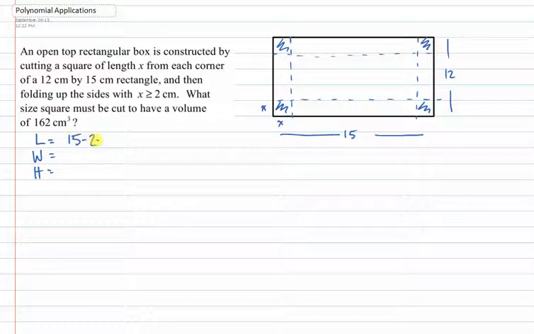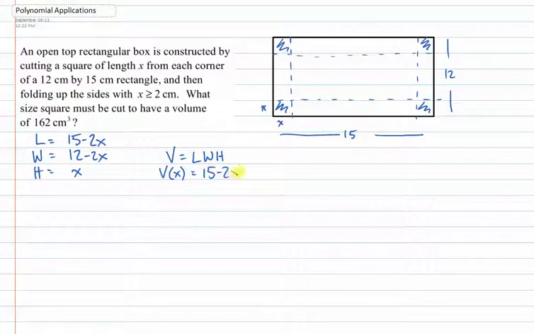The length will be 15 minus 2 cutouts. The width will be 12 minus 2 cutouts, and the height is formed by the cutout being flipped up. Now, the volume of a rectangular prism is length times width times height. It's going to be a function model now, since everything's based on the cutout of x. So I'm going to make what is a cubic polynomial. Now, furthermore, we're told that this equals 162.